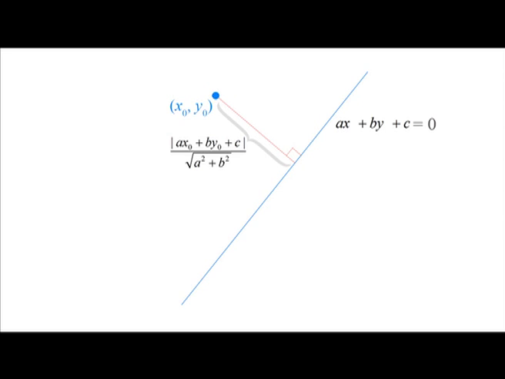We first note that the distance from any point (x0, y0) to a straight line ax + by + c = 0 is the modulus of (a x0 + b y0 + c) divided by the square root of a^2 + b^2.